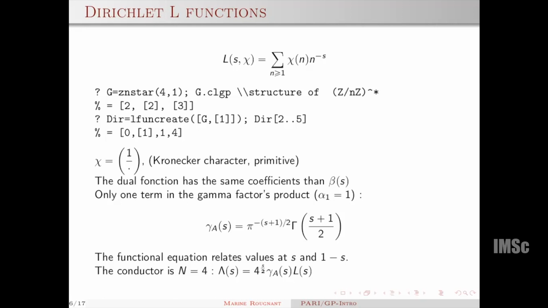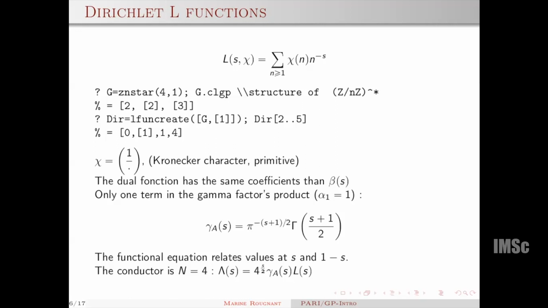So the dual function has the same coefficient as your original L function, which is in fact the beta function. You have only one term that defines your gamma product, which is 1. So your gamma factor is here. The functional equation relates value at s and 1 minus s. This is this one here. And finally, the conductor is N equals 4.